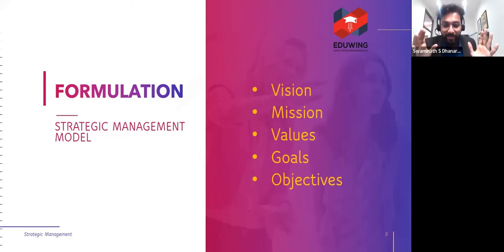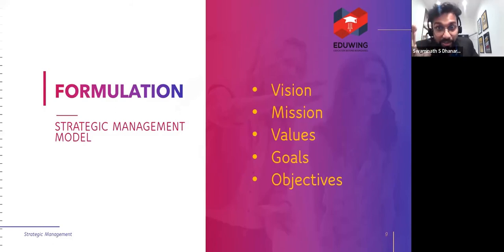The second step is the formulation. Formulation is a strategy. We have to formulate a strategy. First, we understand where we are. Fine. We understood where we are. This is what I am. Now, what I have to do. So these are some points which we need to understand in the step of formulation.